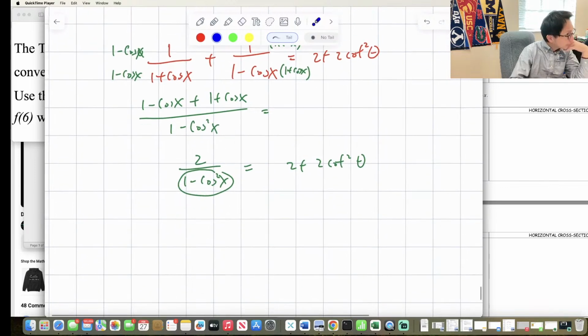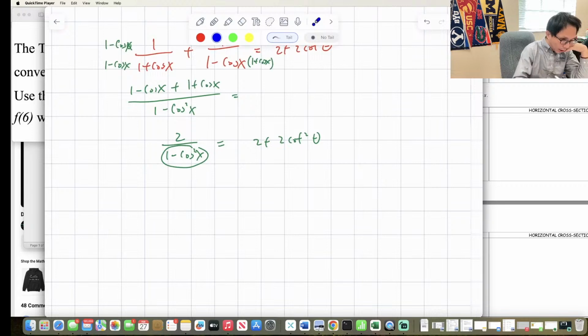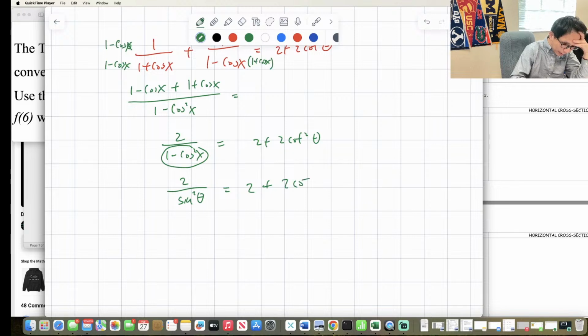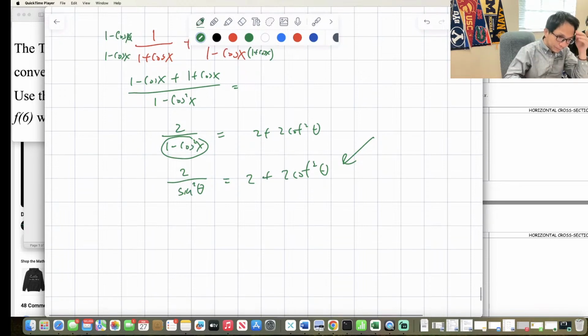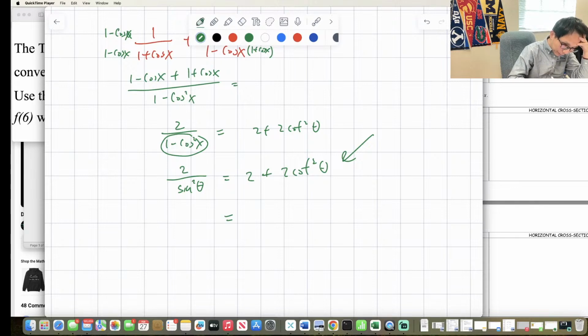Anybody have any questions? Okay, the class is over. I'm going to finish this question, but watch the end. So 2 over sine square of x equals 2 plus 2 cotangent of x. Now, the moral of the story is you have to do an adjustment on the right side now. So I'm going to do the adjustment on the right side.